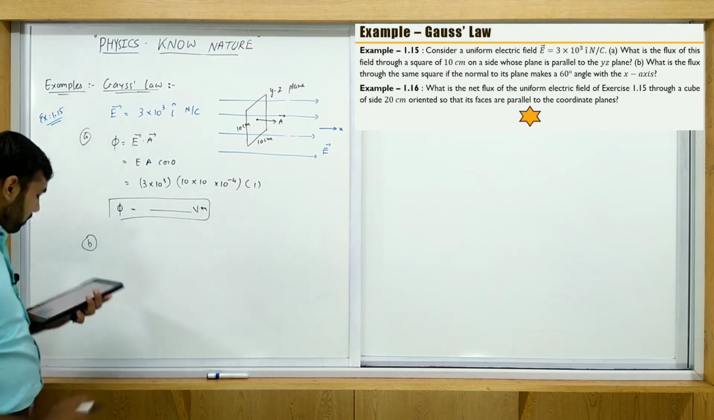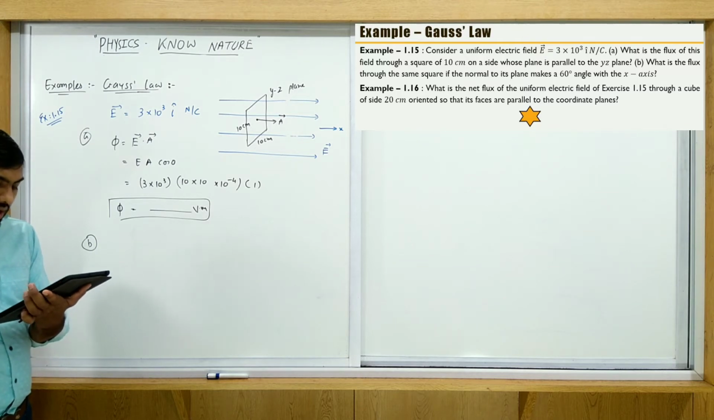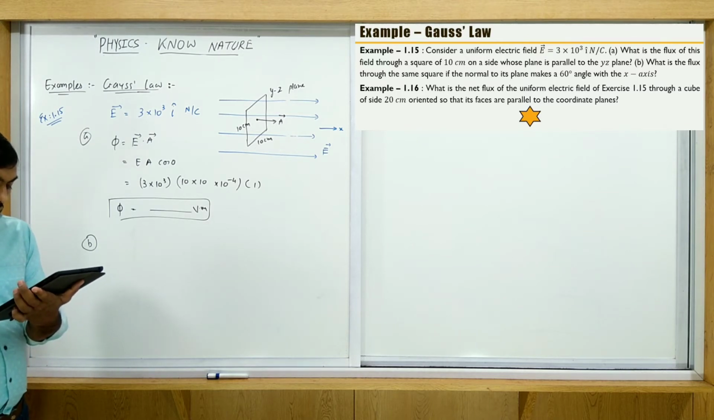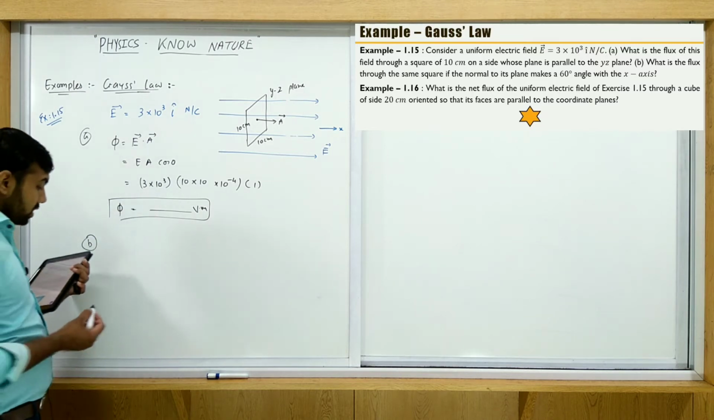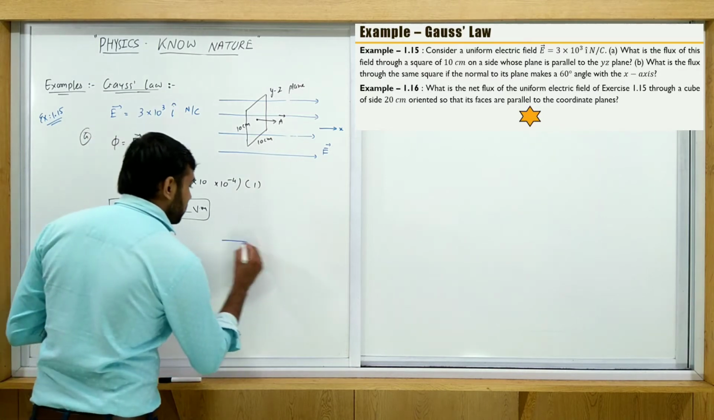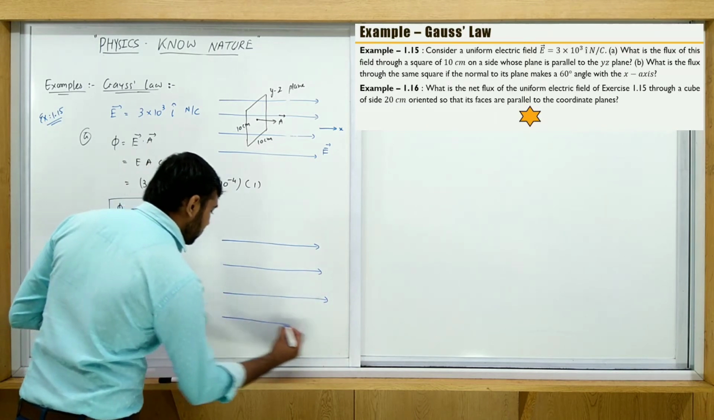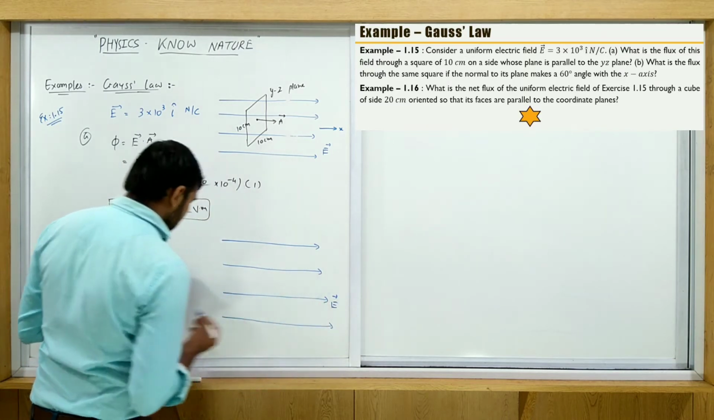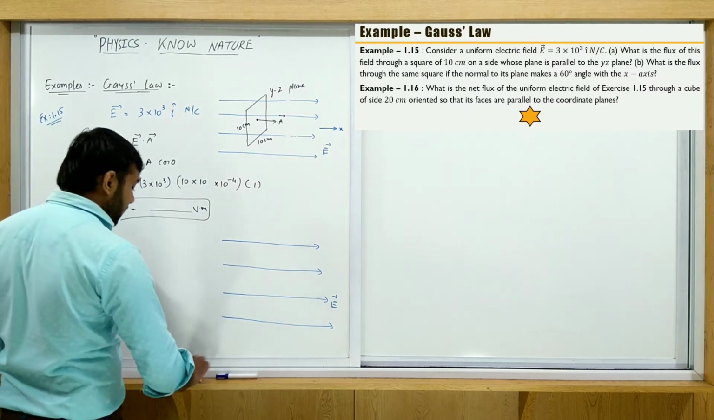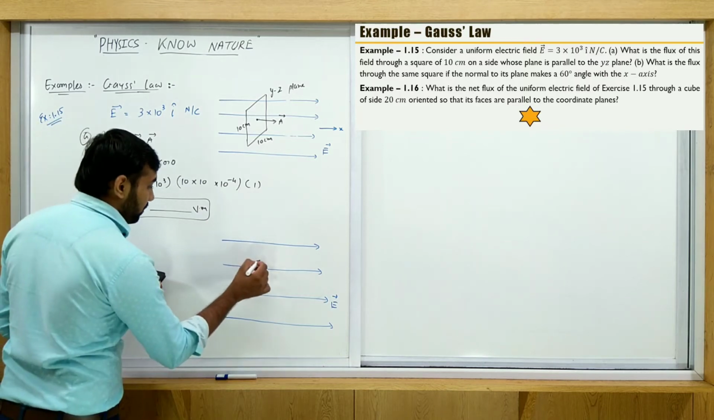Next one, that was the first problem A. Now the second problem B. What is the flux through the same square if the normal to its plane makes an angle of 60 degree with the x-axis? Means the same situation is given. Consider the same electric field E, but right now this area vector is making a 60 degree angle, so this type.